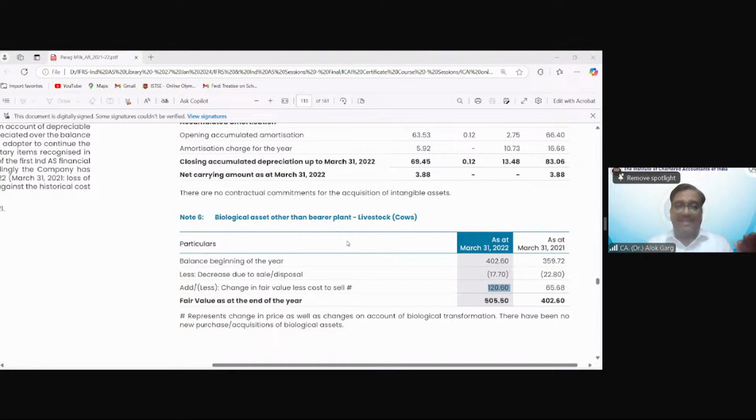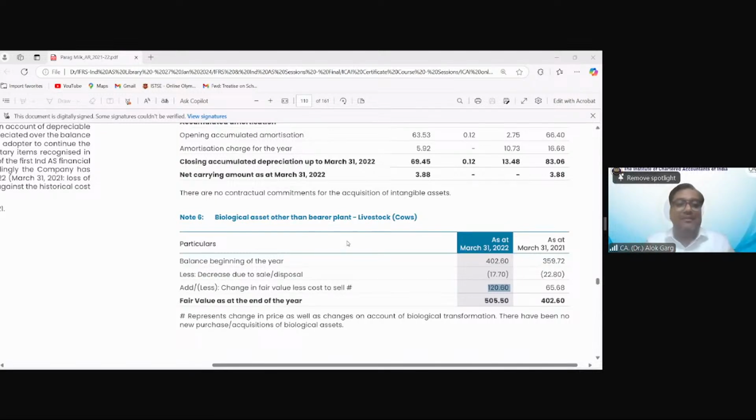While there is no price change for the same age of cow, since this cow has grown up, the age has increased. So the price of a 3.5-year-old cow is, let's say, 11,000 rupees.